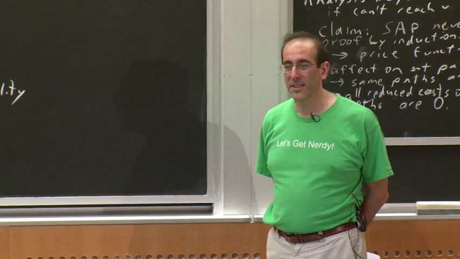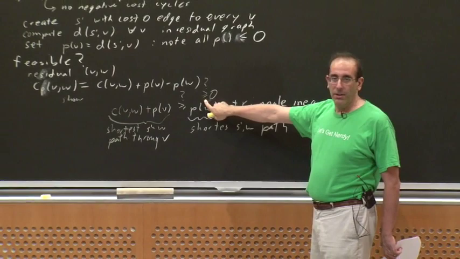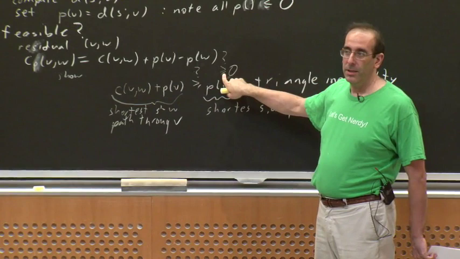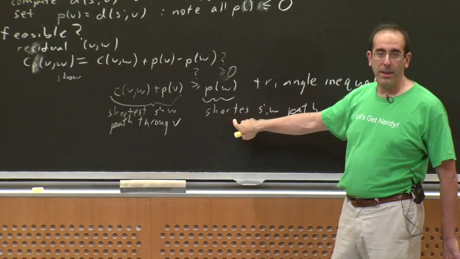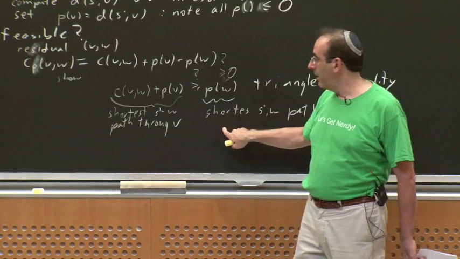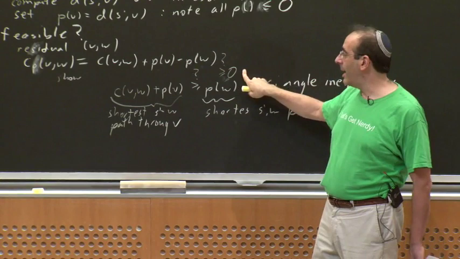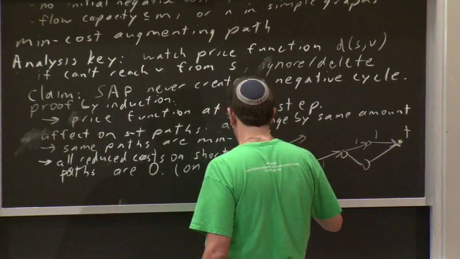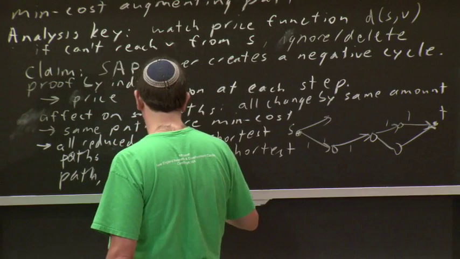So it goes back over here, right? If I have an inequality here, C of VW plus P of V minus P of W is greater than zero. What does that tell me? Well, it tells me the shortest path through V is not the shortest path to W. So if V is actually on the shortest path, then I'm going to have equality here, and so I'm going to end up with a reduced cost of zero. Or another way of saying that is, on a shortest path, the triangle inequality is tight.